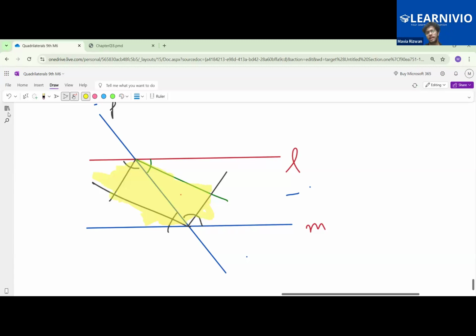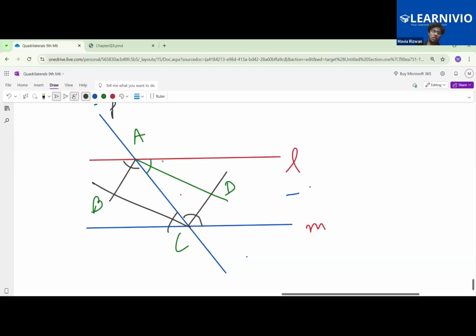Bisector means cut the angle in half. So if I name this as A, B, C, and D, we have to prove ABCD is a rectangle. How do we prove ABCD is a rectangle? First of all, we have to prove that the opposite sides are parallel and equal, and then we have to prove that all angles are equal to each other, or that they are 90 degrees each. This is what we have to prove.